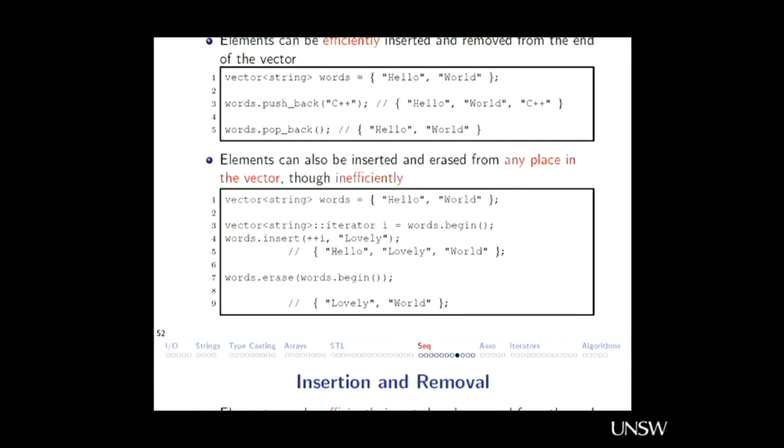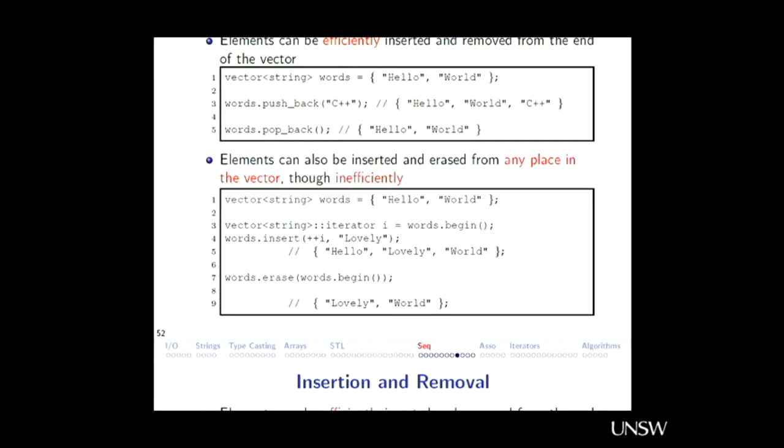What about insertion and removal? We can create a vector of words, hello, world. We can then say push_back C++ on line 3, and our container now contains three things: hello, world, C++. We can also pop_back, and what that means is we lose the last element. That should be basic.